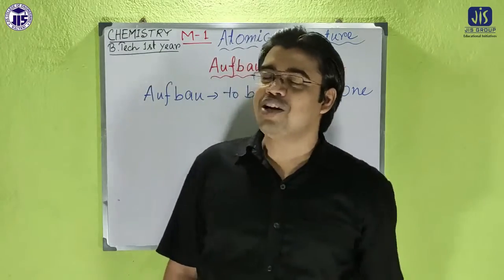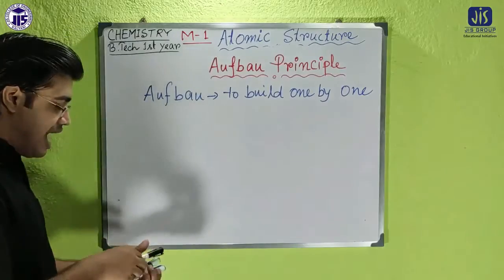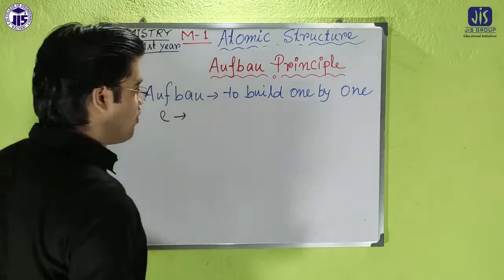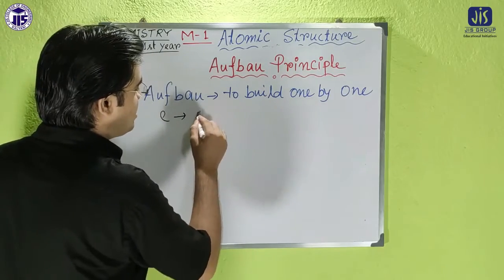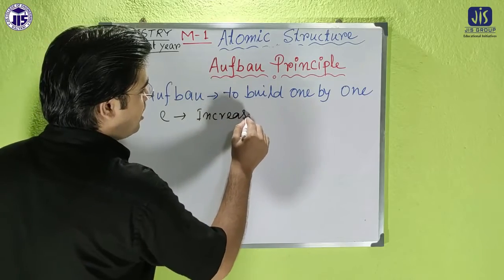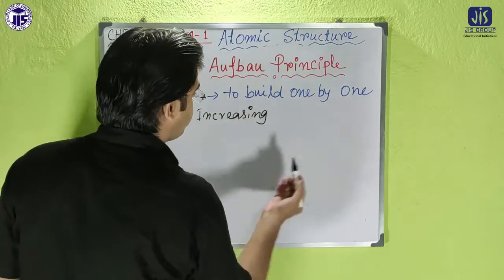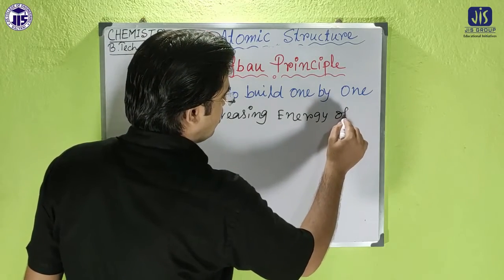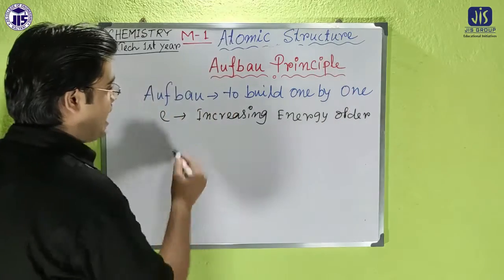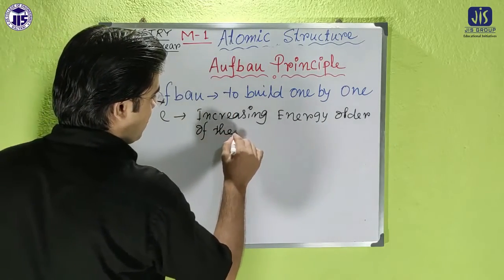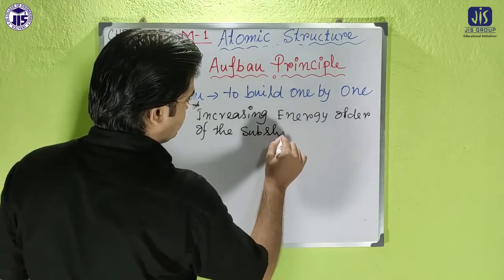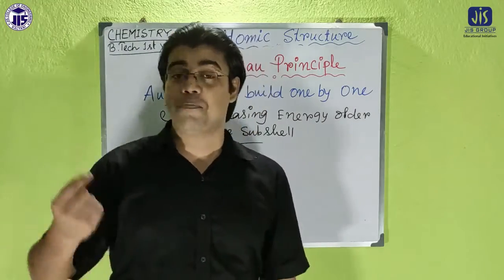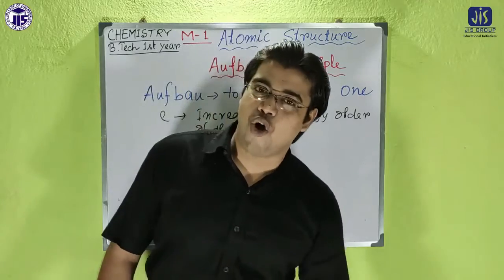The Aufbau principle told that fact, and the theory is that electrons will be filled up according to the increasing energy order of the subshell. So according to the Aufbau principle, we can put electrons in one subshell after another according to the increasing energy order of the subshells.